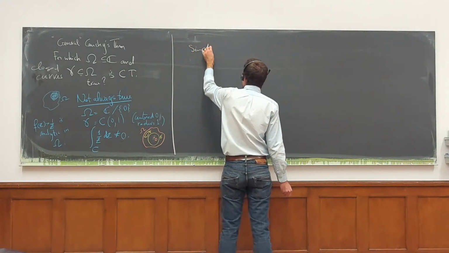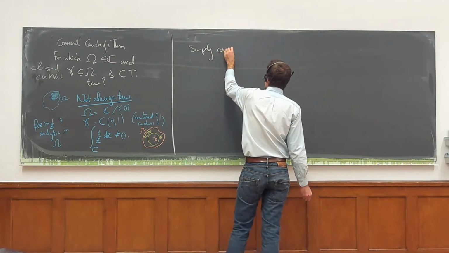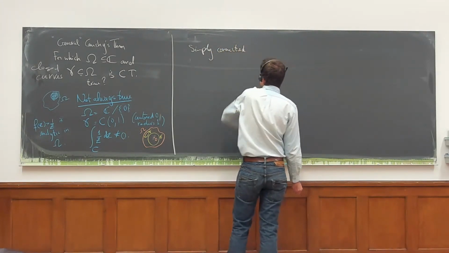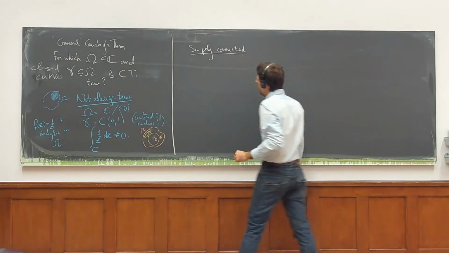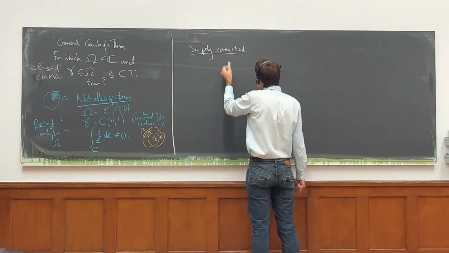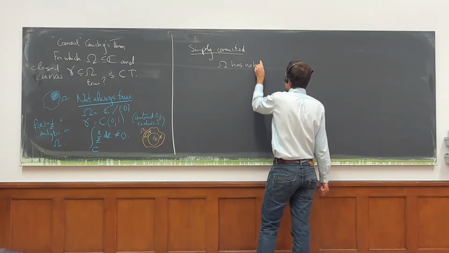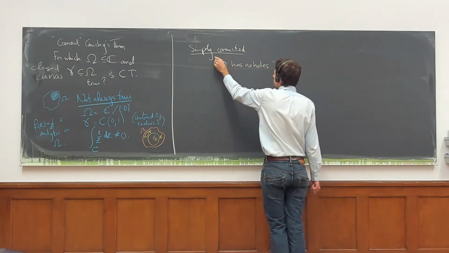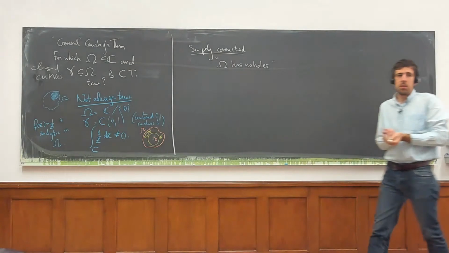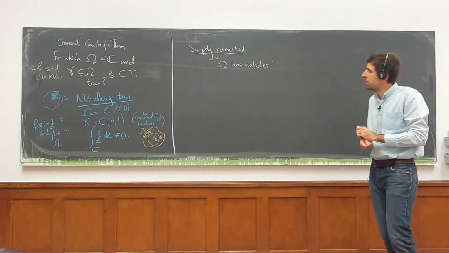Right. So simply connected will be exactly a set. Simply connected will be an important property, and basically means omega has no holes. Okay, this is of course not a definition, but this is the intuition, right? And now let me give an actual definition.